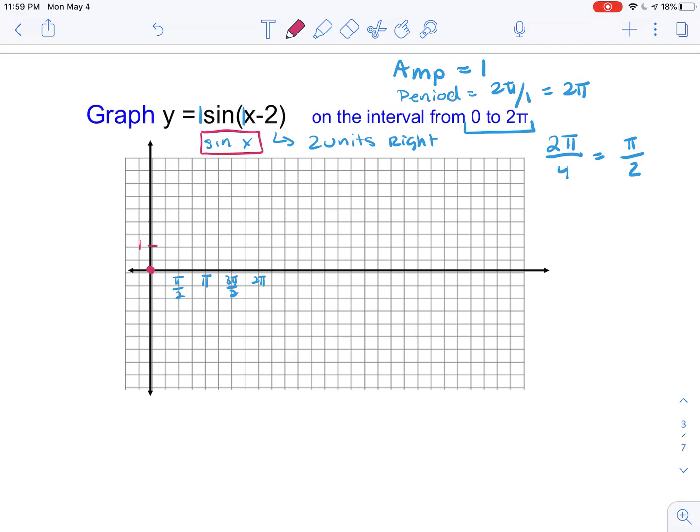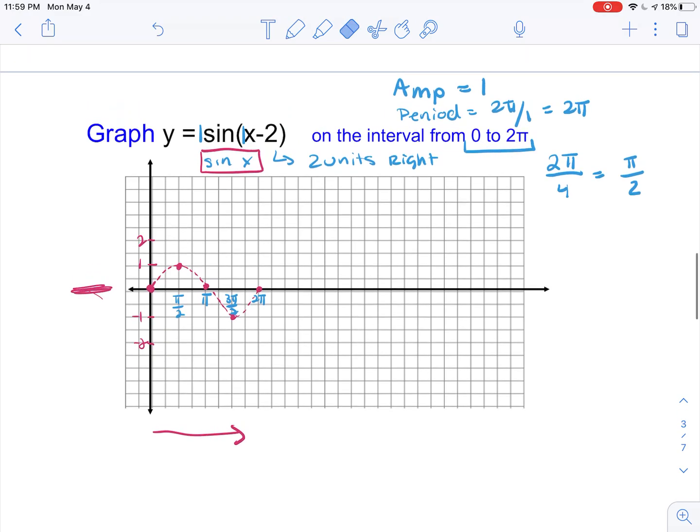What happens before we shift it? Now remember, sine starts at 0, moves up to my max, which I'm going to say 1, 2, negative 1, negative 2. Goes back down to 0, down to my minimum, back to 0, giving me the curve that looks like this. Now I'm drawing it with a dashed line because that's not the actual picture we want. So now what we want to do is shift everything to the right 2 units.